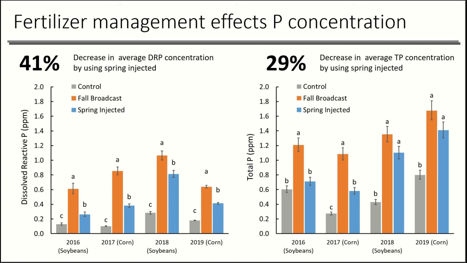This was a little bit mixed from one year to the next as far as whether it was significant or not within the individual year. But over the entire study, we did find a statistically significant main effect where spring injected had lower total phosphorus concentrations. This is mainly due to the decrease in dissolved reactive phosphorus, right? That's where the fertilizer treatment really impacts phosphorus concentrations and loss.